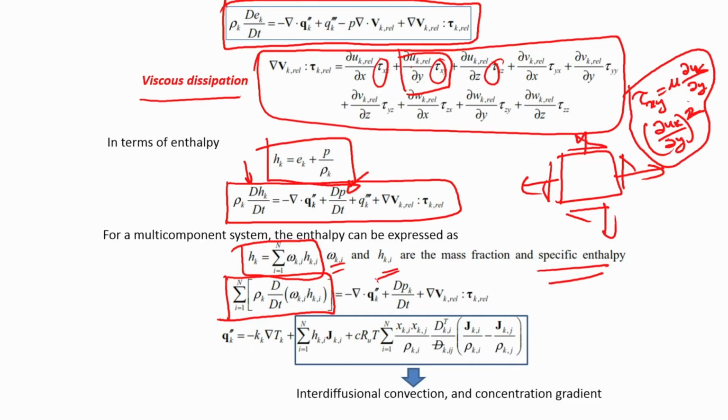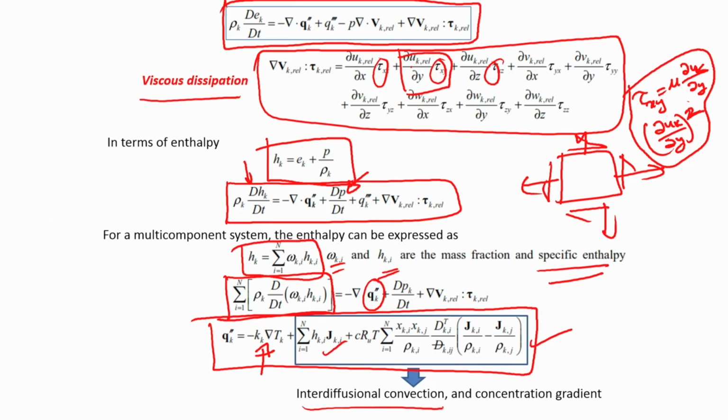So, this q k double prime that you see over here, which we said was a conduction term, is basically a little bit more complicated than that. If you look at this expression, the first term you recognize immediately, that is Fourier's law of heat conduction, correct. But you do not know much about the second and the third term. The second and the third term are basically the heat transfer due to interdiffusional convection, and also the heat transfer due to the concentration effect.